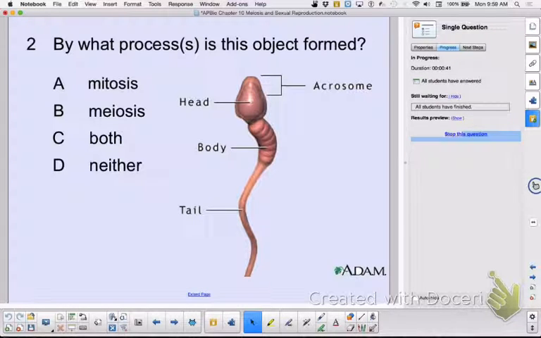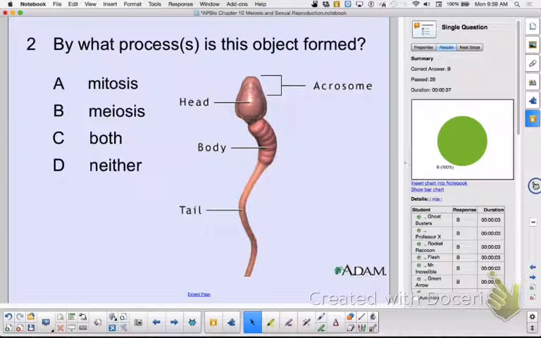That is sperm. How do you make sperm? Thank you. Ghostbusters. One again.